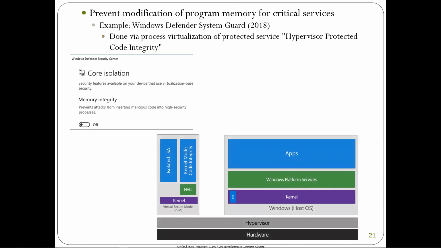So this is what it looks like. This is before, where all of the apps are sharing the same kernel, and apps can write into the memory of other apps. The idea is that for specific critical services, you would create this secure mode that does code integrity and prevents the memory segments from being tampered with, as a separate thing. This is the kind of virtualization and isolation that we'll talk about later as being used to protect systems.